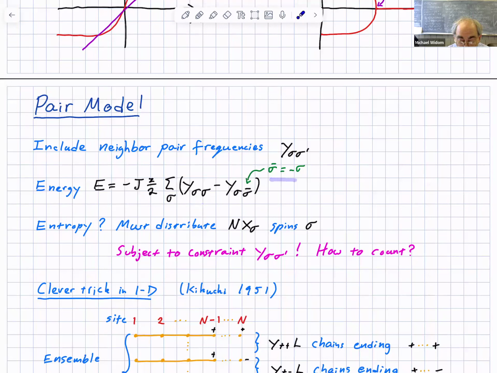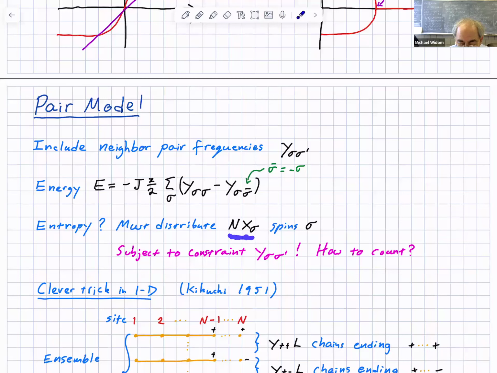So here, sigma bar is the negative of sigma. And so we have to subtract those cases where they point in opposite directions. So this is now an exact formula for the energy. So we are no longer making an approximation for the energy, but we do have to make some approximation for the entropy again. So how are we going to calculate the entropy?